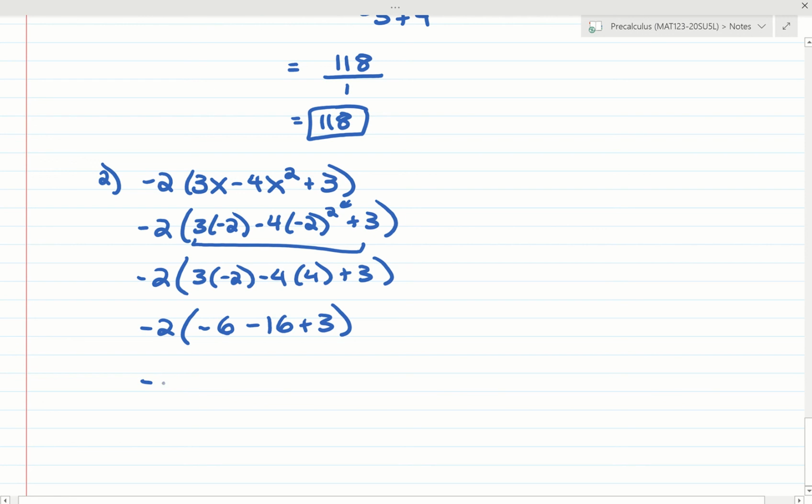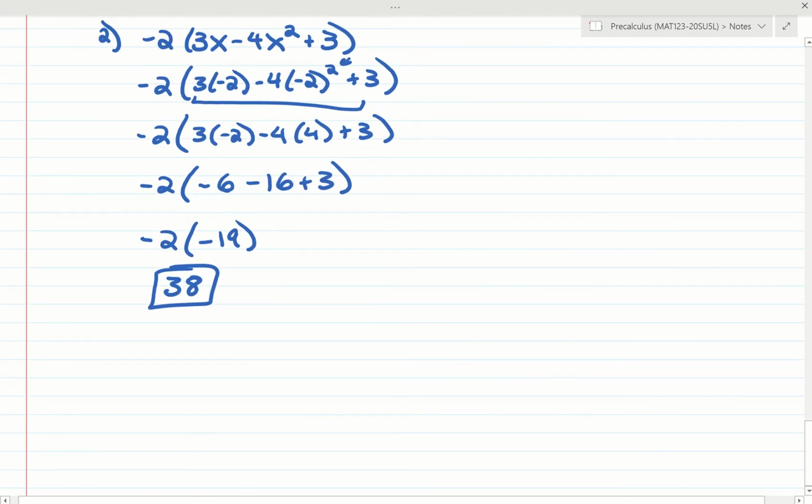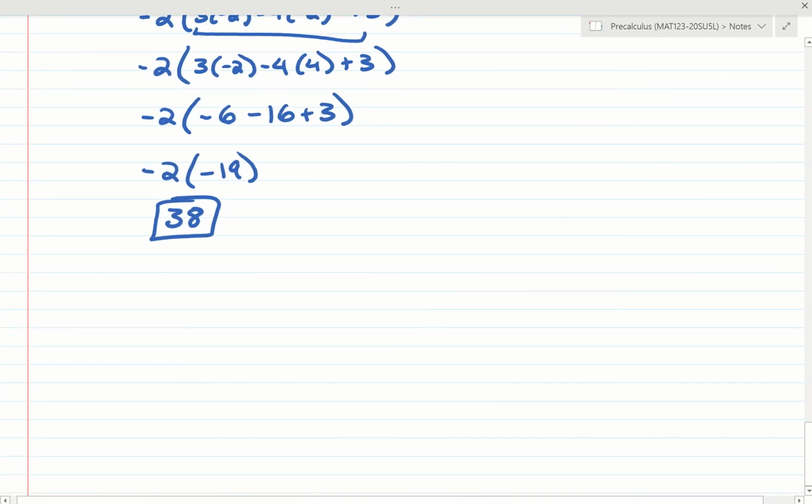Again, let's simplify the parentheses. -6 minus 16 is -22. -22 plus 3 is -19. And then -2 times -19 is 38. All right, so that takes care of how we evaluate and simplify expressions. Let's finish up this section with absolute value.